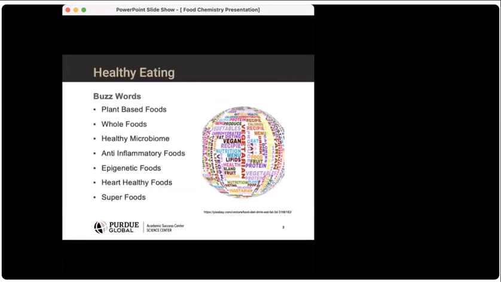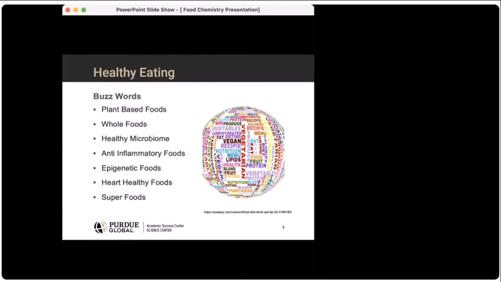So when we think about healthy eating, there are a number of so-called buzzwords that might come to mind. And here are just a few of them. We have the plant-based foods, because those are foods that are derived from plant sources. We have whole foods, foods that have not been processed or minimally processed. We have healthy microbiome, ways to help create bacterial diversity in the gut.